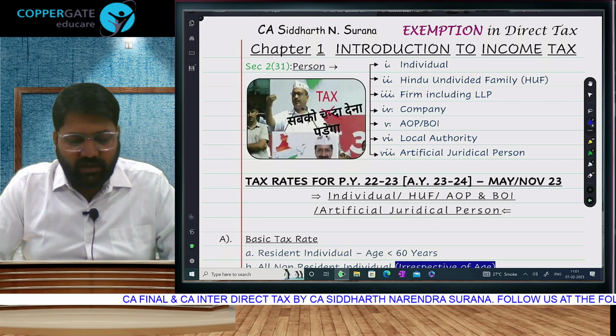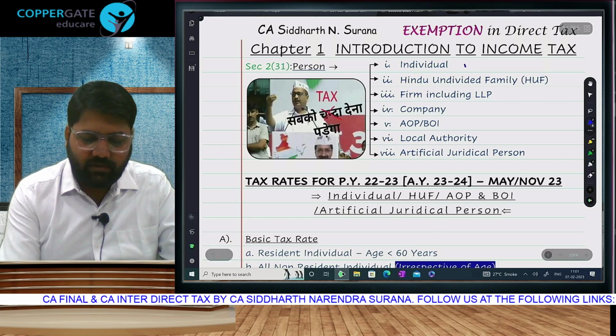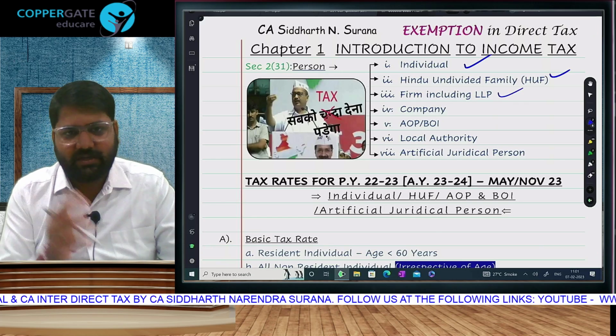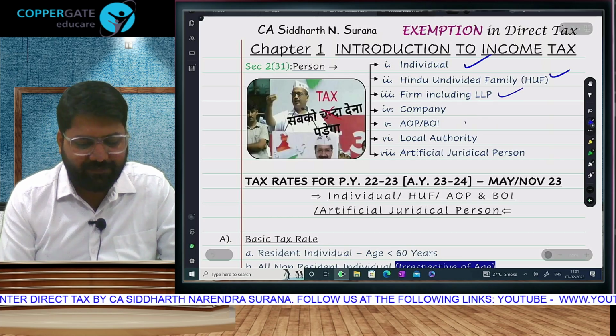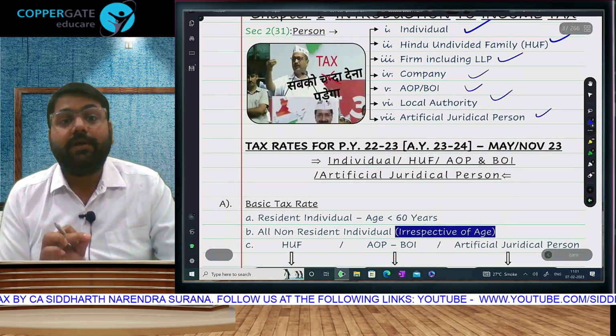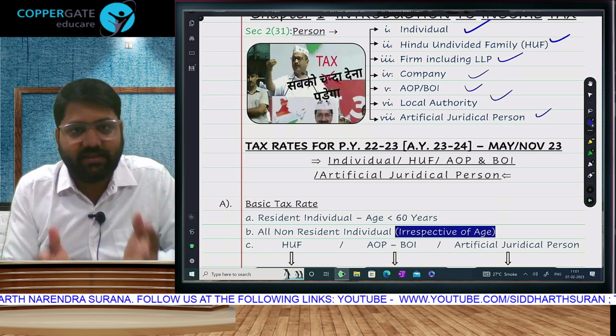Section 2(31) says that person includes individual, HUF, firm including LLP (all tax provisions for firm and LLP are the same except a couple of things which we learn in the partnership chapter), company, AOP, BOI, local authority, and artificial juridical person. We are going to learn the tax rates of all these assessees in our, by the way, this is a revision lecture.